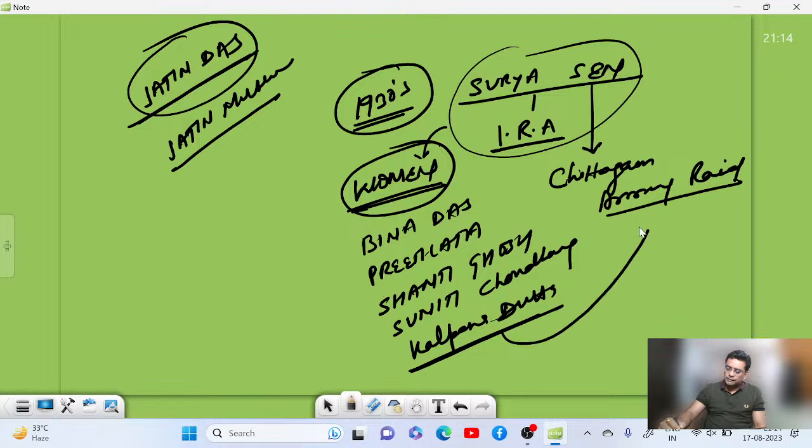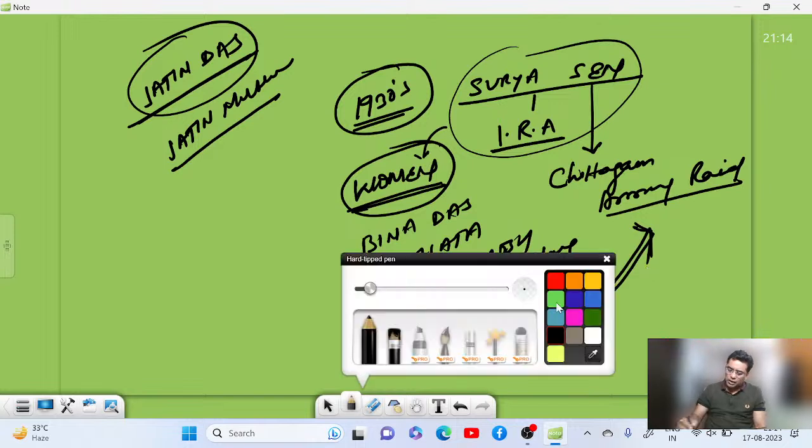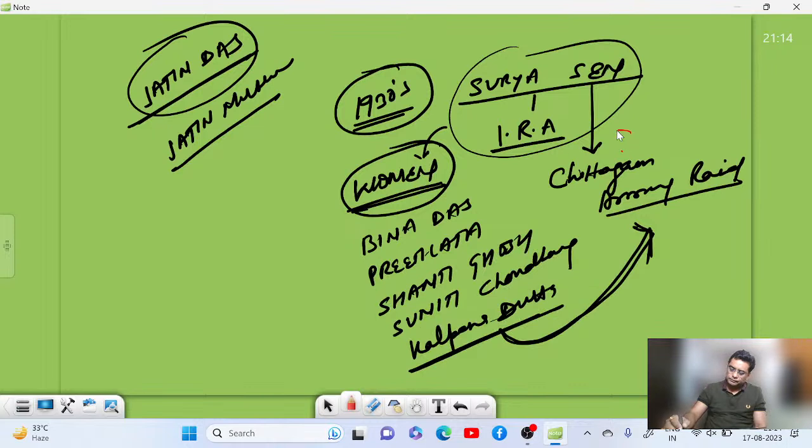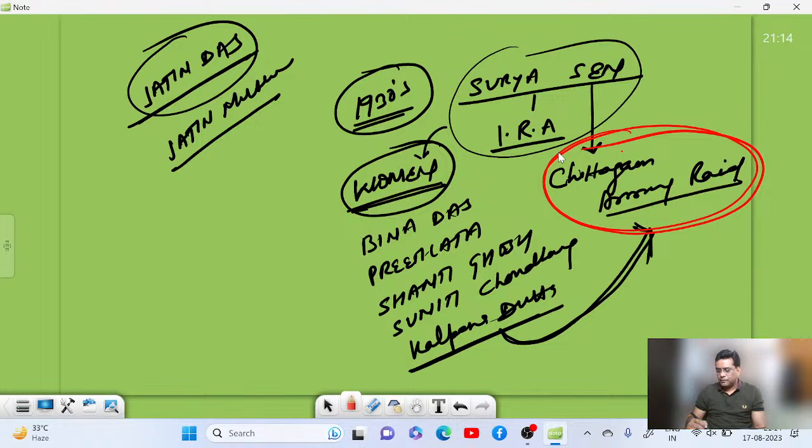Kalpana Datta was involved in the Chittagong Armory Raid, which is considered the most successful revolutionary activity.